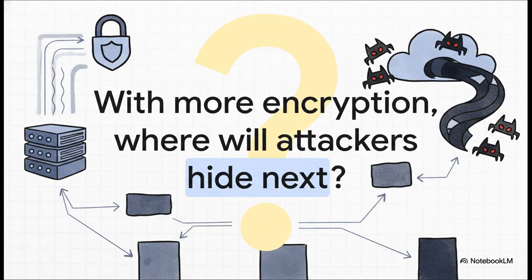And that leaves us with one last big question to think about. We've seen how attackers are hijacking privacy tech like encrypted DNS. So as the entire internet becomes more private and more encrypted by default, where are they going to hide next? What's the next invisible battlefield?